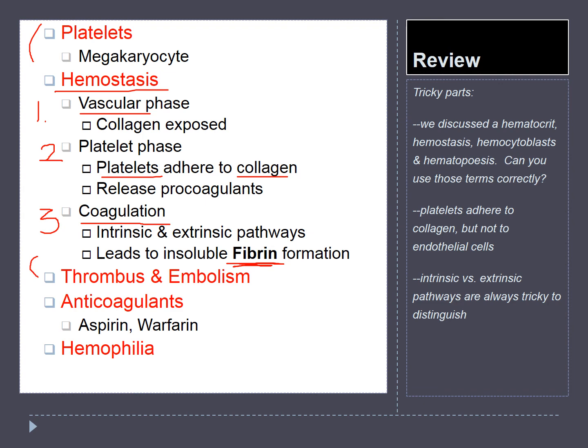We then moved on to discuss blood clots in the wrong places, namely a thrombus and an embolus, and how we could prevent or even get rid of a thrombus or an embolus with the use of an anticoagulant. And lastly, we covered a few diseases that were caused by defects in the coagulation cascade. But that should wrap us up for this chapter.